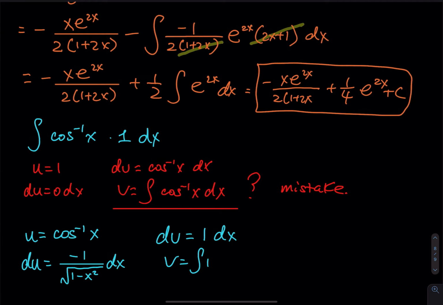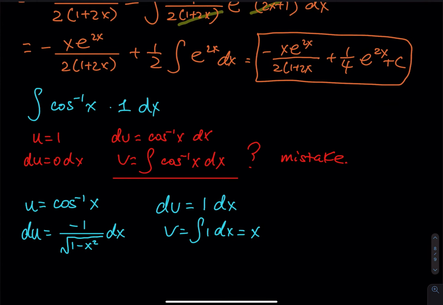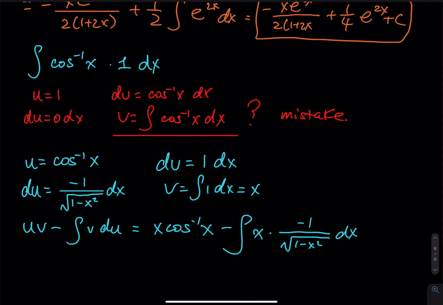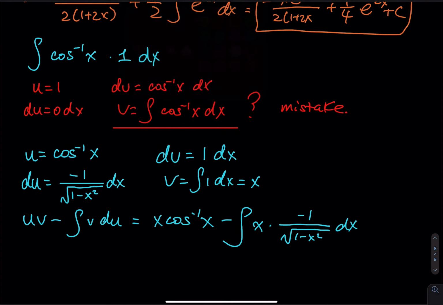And then v is the integral of 1, which equals x, and now we do uv minus the integral of v du. So that is x times inverse cosine of x minus the integral of v du. That gives me x times -1 and then the square root term dx. So the integral is a U-substitution.